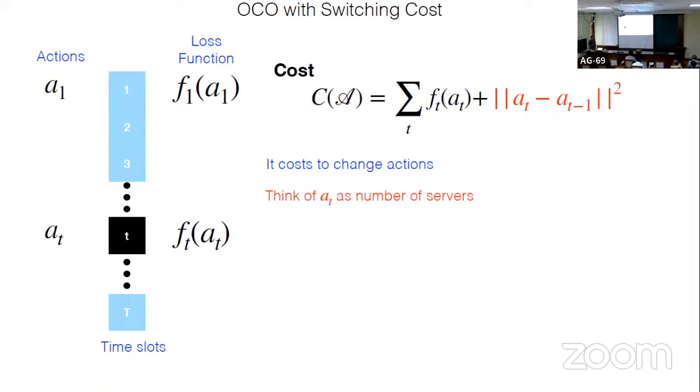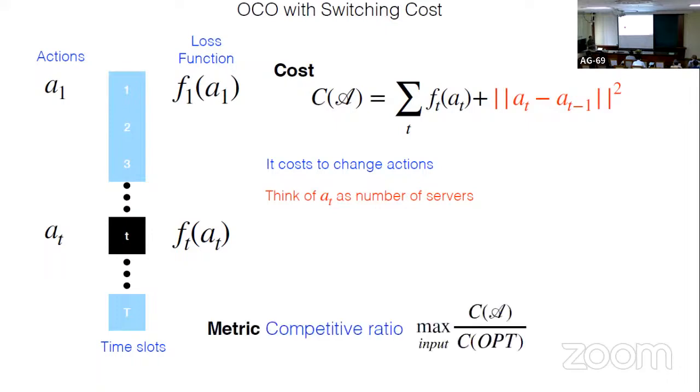Think of a_t as the number of servers in a large server farm which are active at a particular time, and you don't want to change that number frequently. That's why you start charging that penalty. For the rest of the talk, you can just think of it as a simple problem. All I'm asking is, don't change your actions across time too much. What can you say for the same problem just by adding this additional term?